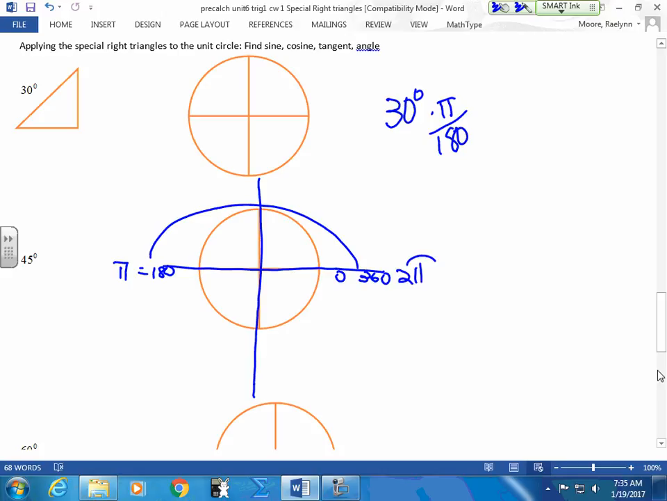So if Bo told me that halfway around my circle is pi, what is this part? Half of pi. Pi over 2. Isn't that 90? So now watch. I'm in halves. Half pi, 2 halves, 2 over 2. What would this guy be? 3 over 2 pi. I'm going to count by halves.